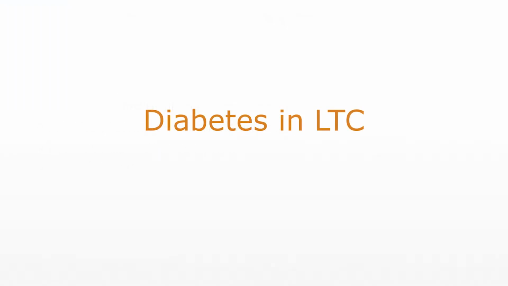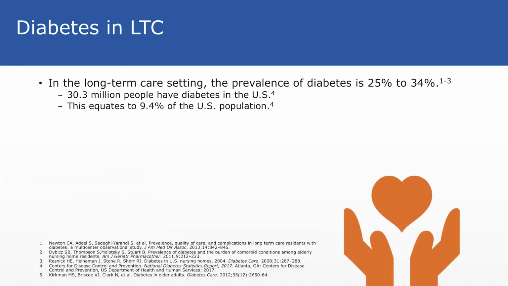Let's start with diabetes in the long-term care setting. It is estimated that over 30 million people are living with diabetes in the United States, which equates to approximately 9.4% of the general population. Looking specifically at the patient population in the long-term care setting, the prevalence of diabetes ranges from 25 to 34%, indicating that nearly 1 in 3 beds is occupied by a patient with diabetes.